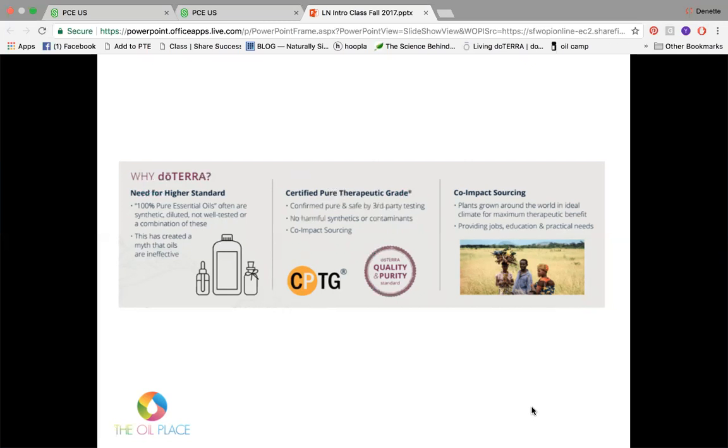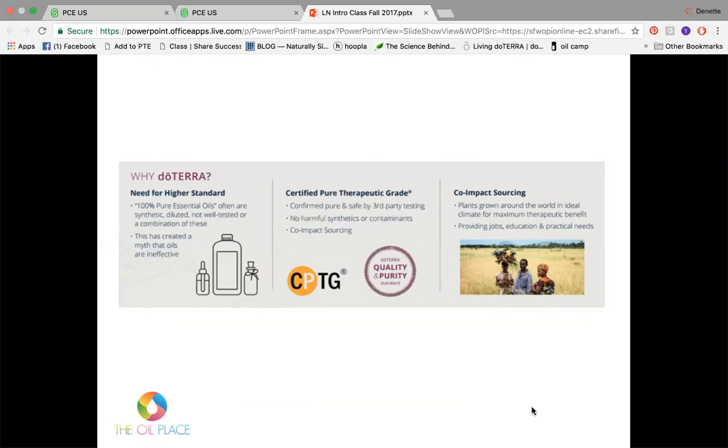So doTERRA's oils are certified pure therapeutic grade, so CPTG. They are confirmed pure and safe by third-party testing. There's no harmful synthetics or contaminants, and they take part in what's called co-impact sourcing. So co-impact sourcing, the plants are grown around the world in ideal climate for maximum therapeutic benefits, providing jobs and education and practical needs. For example, with lavender, doTERRA's lavender is sourced in Bulgaria and over in France.